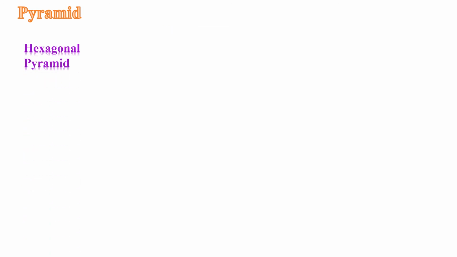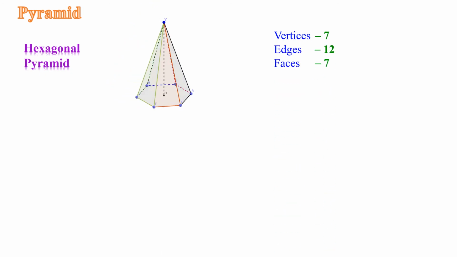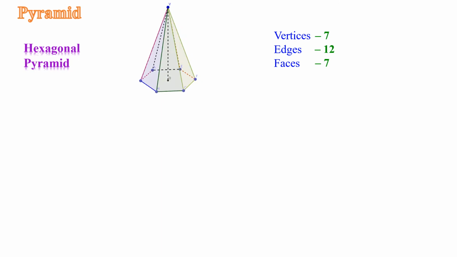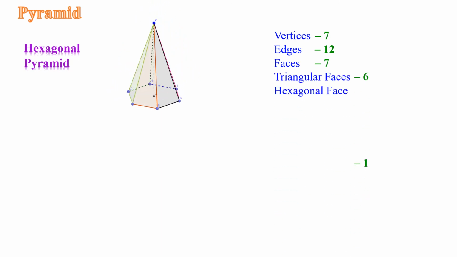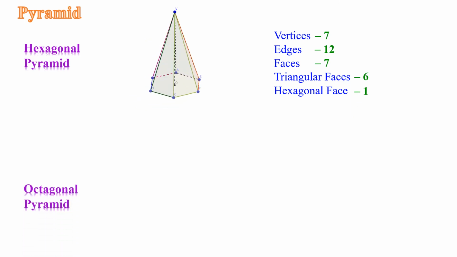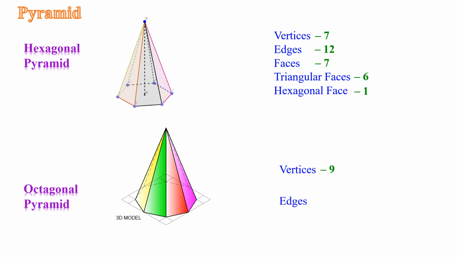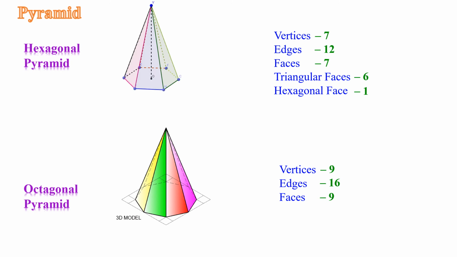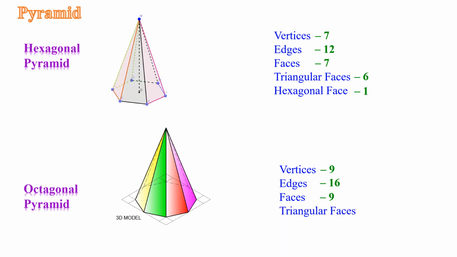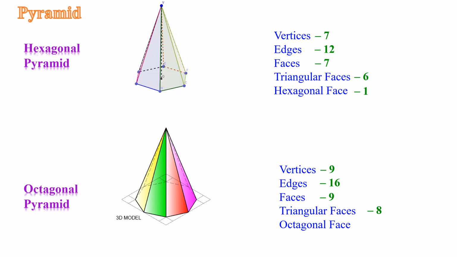Hexagonal pyramid. A hexagonal pyramid has 7 vertices, 12 edges, and 7 faces. Out of these 7 faces, 6 are triangular faces and 1 is a hexagonal face. Octagonal pyramid. An octagonal pyramid has 9 vertices, 16 edges, and 9 faces. Out of these 9 faces, 8 are triangular faces and 1 is an octagonal face.